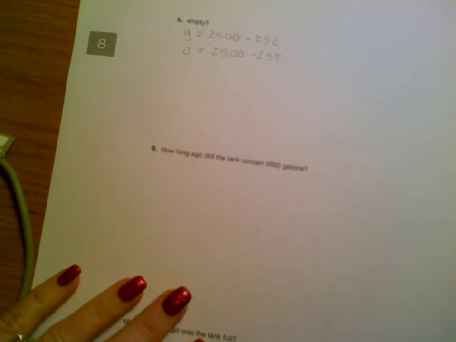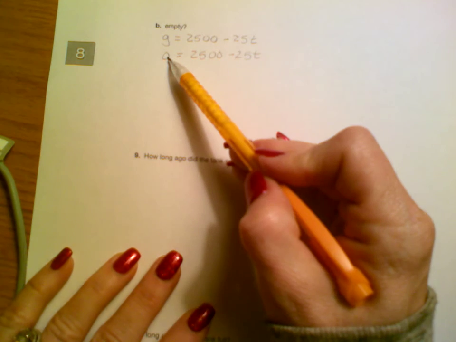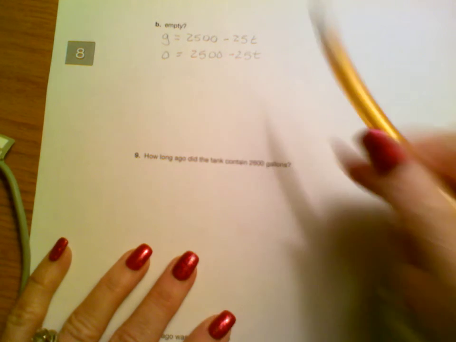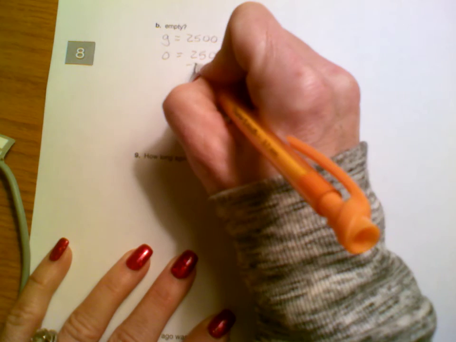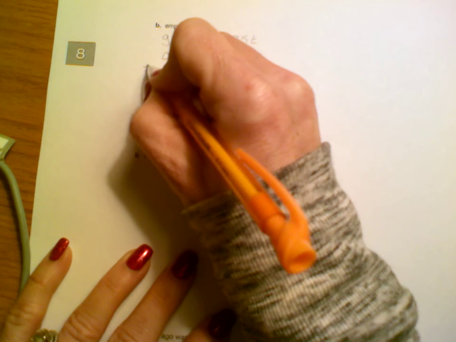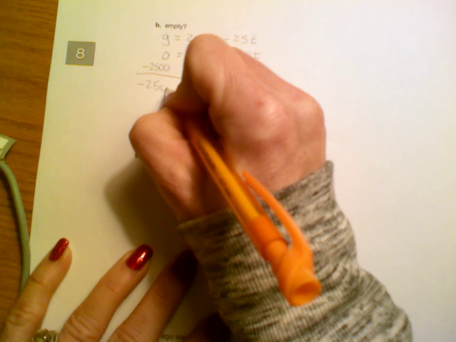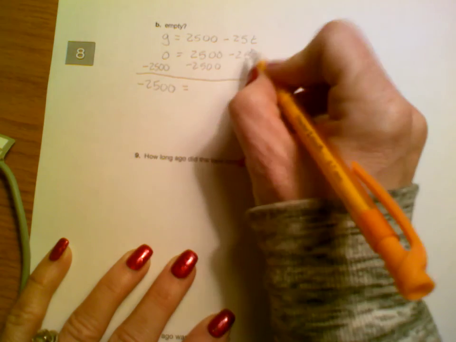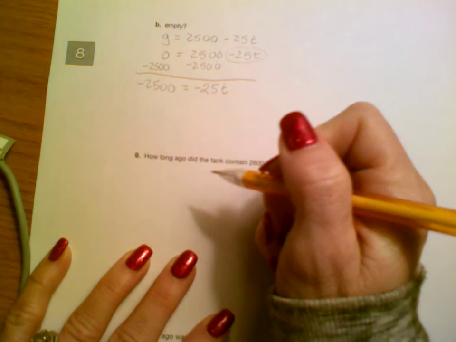Okay, let's do one more. When would the tank be empty? That means the gallons in the tank would be 0. So the first thing I'm going to do is subtract 2,500 from both sides. So I get negative 2,500 equals, and again, remember, bring down the sign, negative 25T.